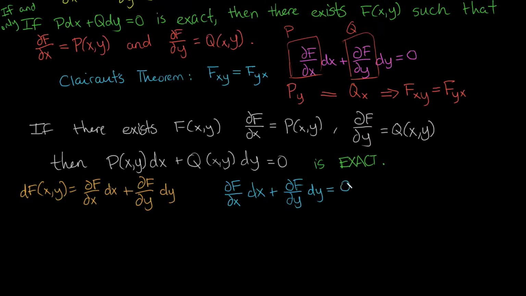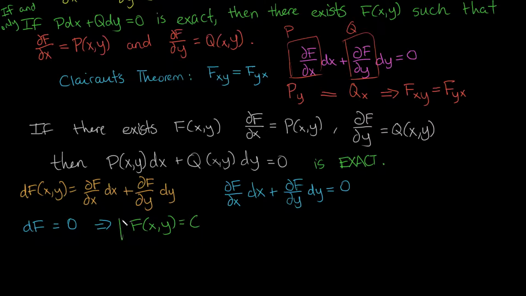If it's exact, it equals 0. And obviously this equals this, so if a equals b and b equals c, then a equals c. That's transitivity for you. So if we know these two things, then we also know that df equals 0. And if the derivative of our two variable function equals 0, then our function f(x,y) must equal a constant, c.